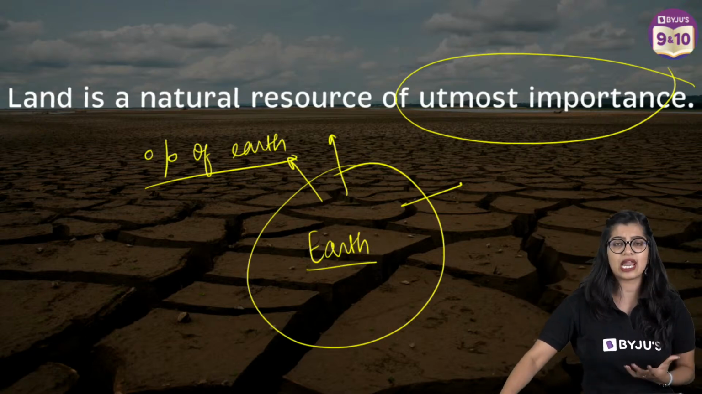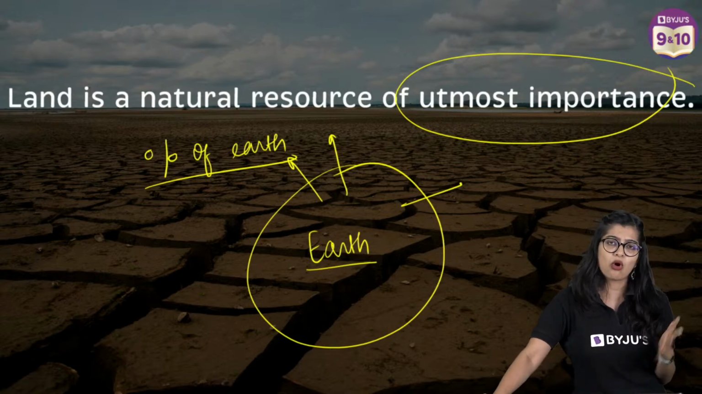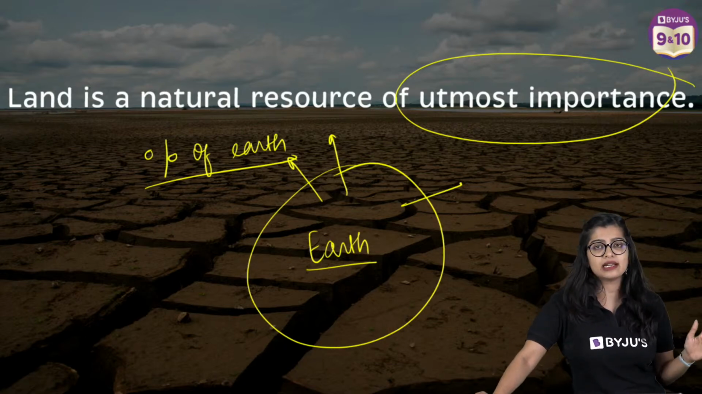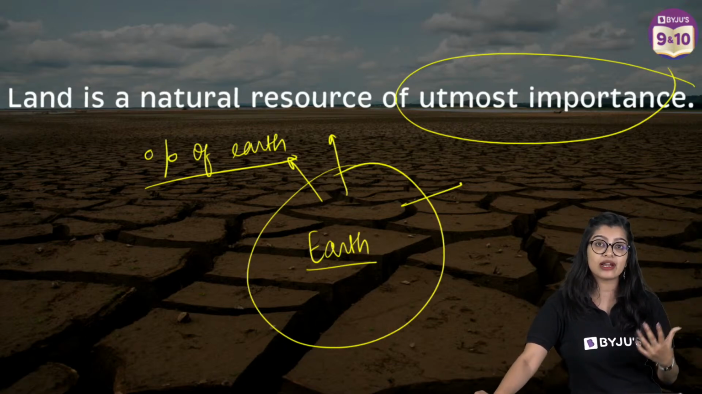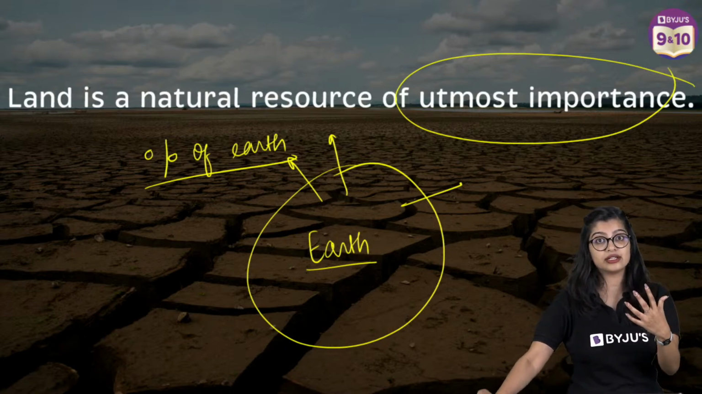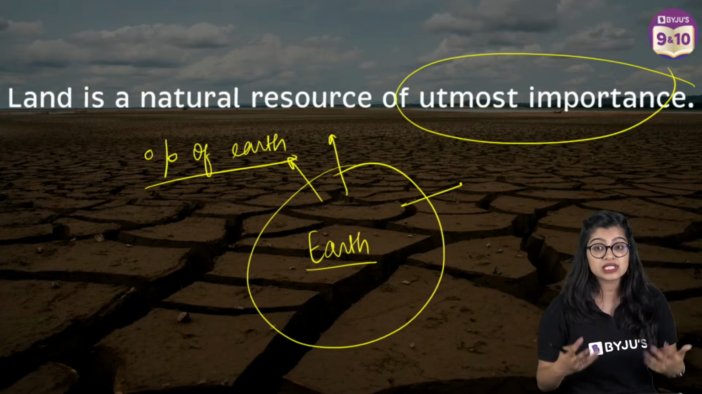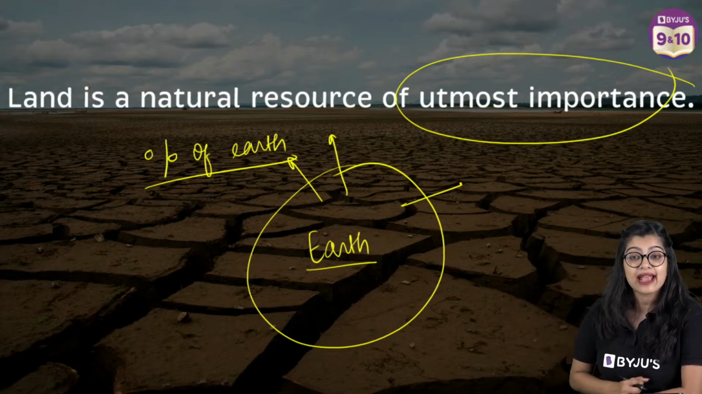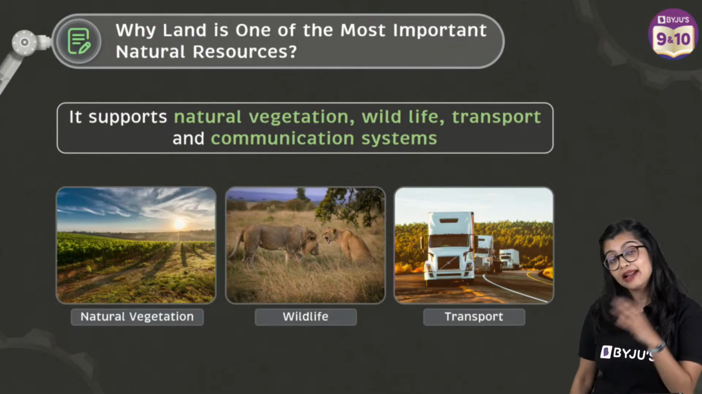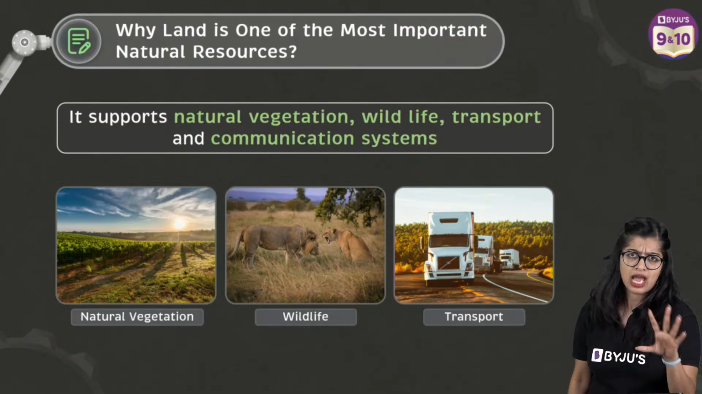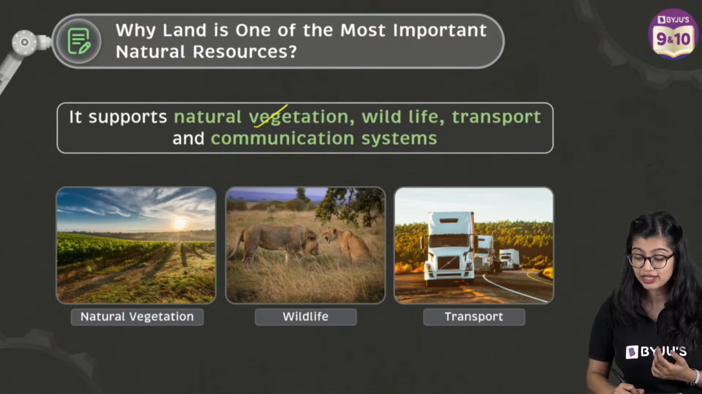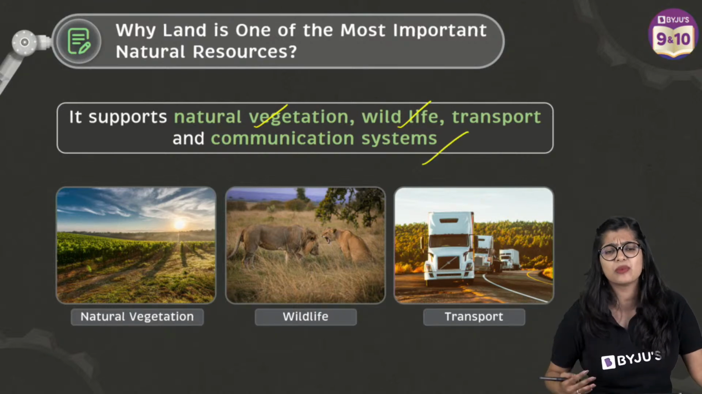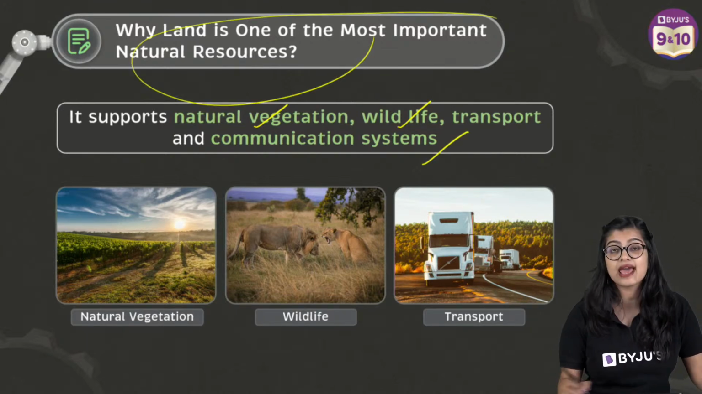Now, when you talk about land, you and I live on land. Whatever said and done, you and I live on land. And whatever activities we do, whether it's our day-to-day activities or, at a broader level, if you look at our state or our country, if it is developing, it is growing, all of this is happening on land. So we perform our economic activities on land. And is it just for our benefit? Absolutely not. It supports natural vegetation, it supports wildlife, and communication, transport systems, whatever we require, all of this is there on land.